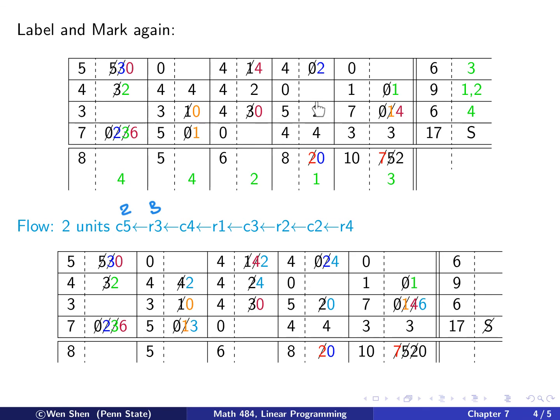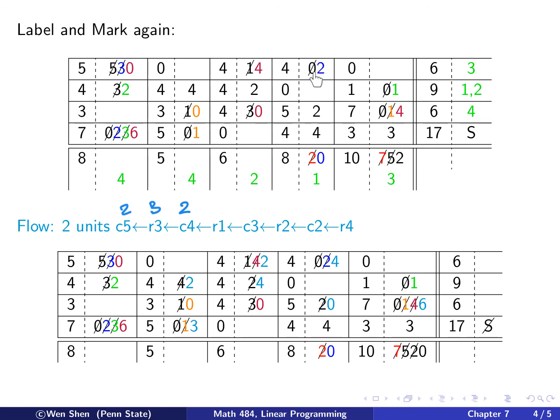So how much can this decrease? The maximum this can decrease is 2, right? Because it has only 2 units. So I mark a 2 there. Okay. Now the next one is R1. So I will move up to R1.